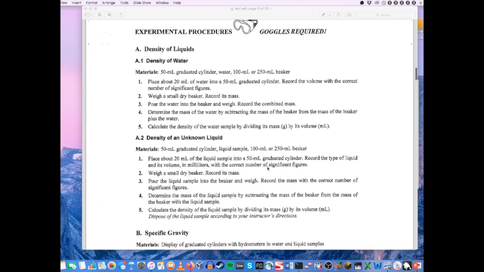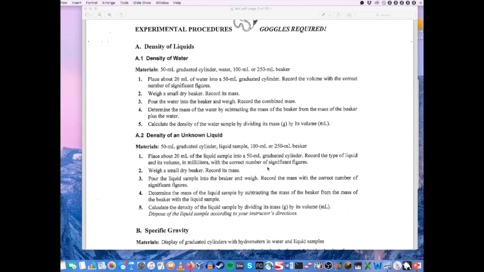So the lab is split into 3 parts, parts A, B, and C. Part A is in turn split into 2 parts, where you measure the density of water and then the density of an unknown liquid. In this case, we have part A1 that says to use a 50 milliliter graduated cylinder to get some water and to get a 100 milliliter or 250 milliliter beaker.